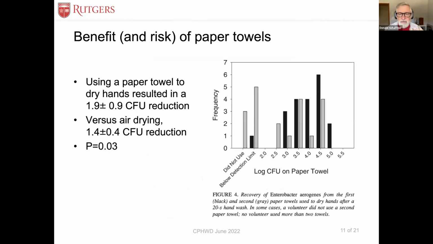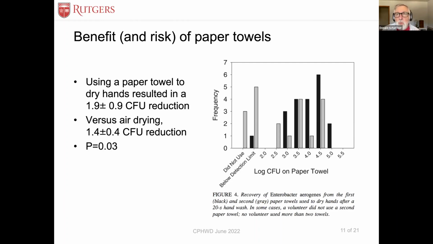Now, another interesting finding from this work was looking at paper towels. So what we did was we had people wash their hands, and then we had them either let their hands air dry or dry their hands with a paper towel. So in this series of experiments, we were quantifying the effectiveness of just the paper towel at removing bacteria from hands that had already been washed. And so what we found was that if you used a paper towel, that actually got more bacteria off than if you just let your hands dry in the air.